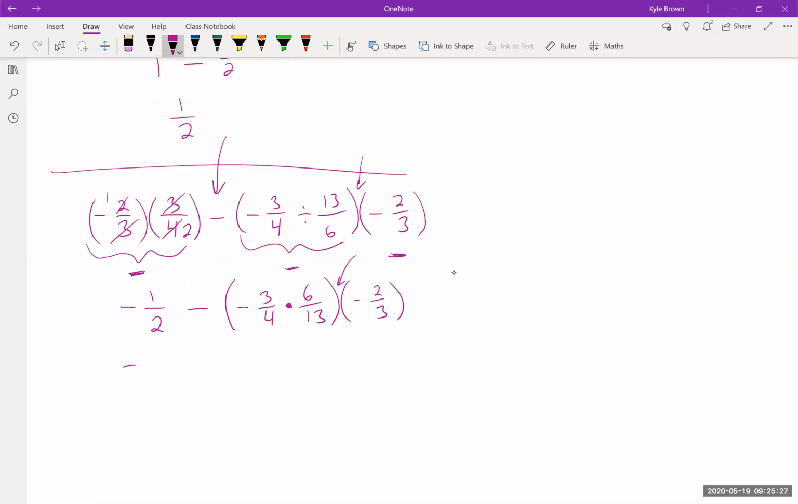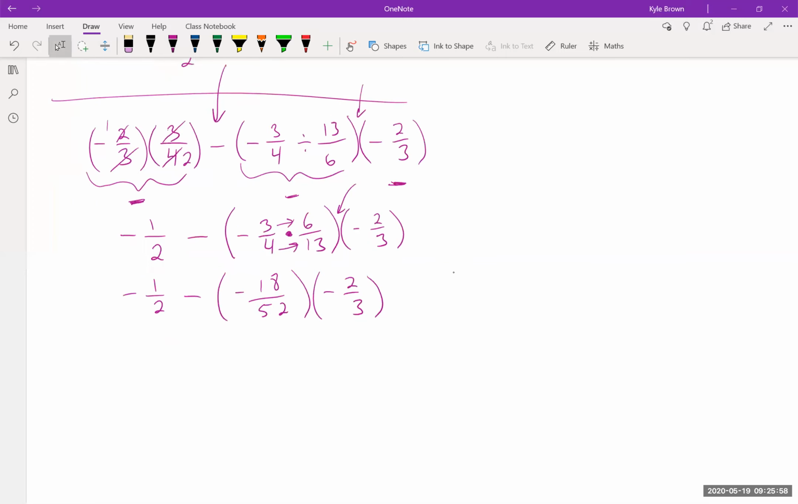Okay, working our way down. So we've got -1/2 minus. So then this one here, we'll just go straight across, right? So we'll do it that way this time. Keeping it in brackets for now, we've got -18 over 52. And then times -2/3. Okay, and it sucks that I gotta keep writing it all the time, but we'll just do it again.